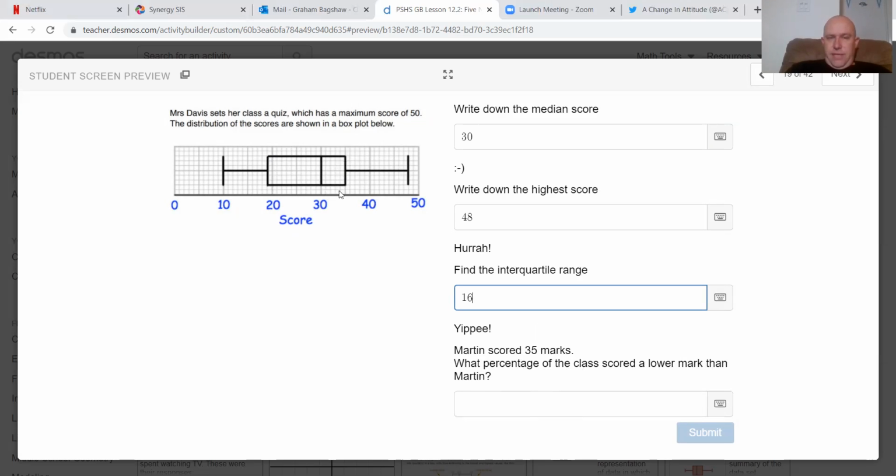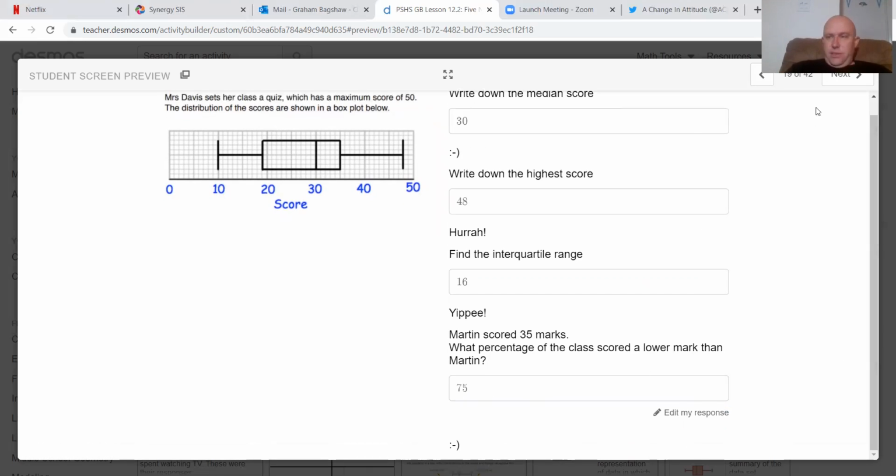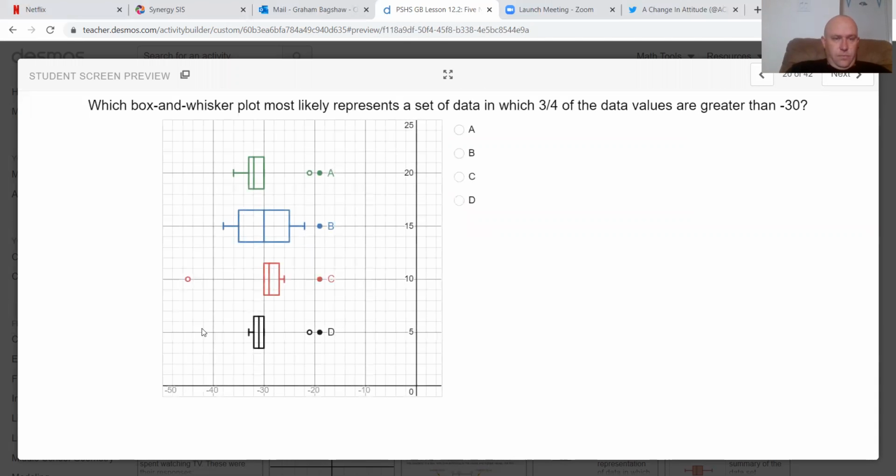So 35 is that point here. And remember, this is the 3rd quartile. So how many scored lower than him? So this would be 75%, basically. 3/4 is 75%. Don't know if you need to put the percentage symbol there or not. I got a little smile, so it looks like I am good for this one.